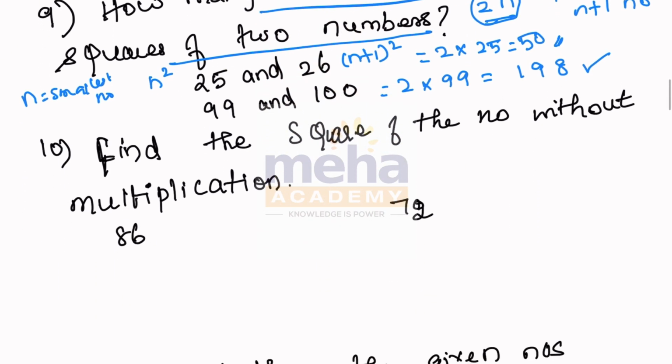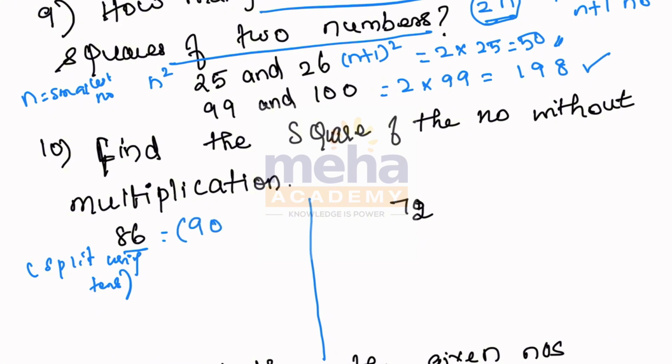Next question. Find the square of the number without multiplication. So what should we do? First we have to split the number. Make sure that you split using tens. I will split like 80 plus 6 or 90 minus 4.